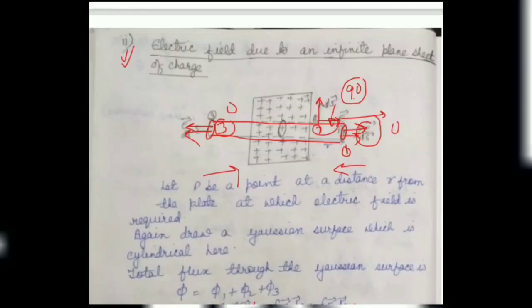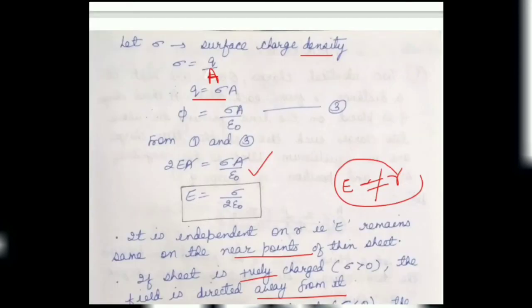All these are very, very important from the examination point of view. Just remember one thing: in the case of a thin plane sheet, you have to draw a flat cylinder. In the other one, a straight cylinder. Just keep these two things in mind and you can easily calculate the electric field due to these two. Okay, so the theory part is over.